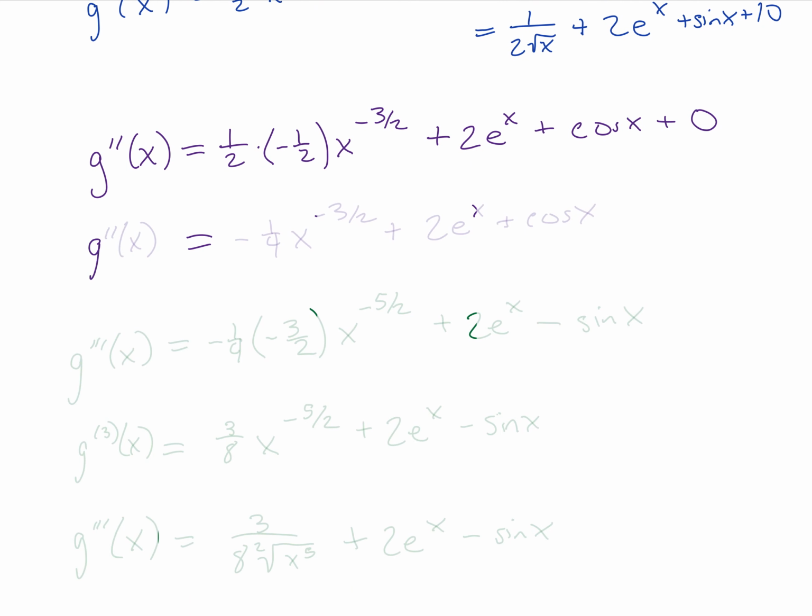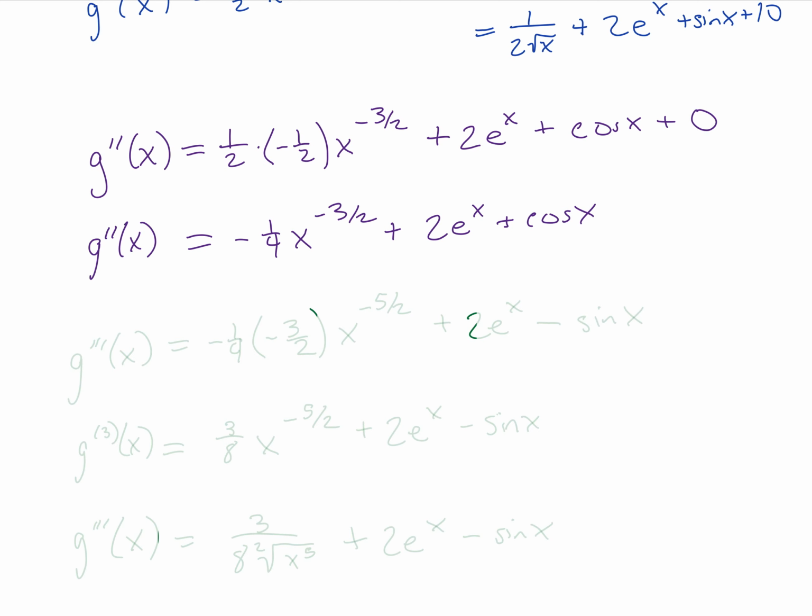So again, we can rewrite that if we wish. Let's simplify it. g double prime of x is equal to 1/2 times negative 1/2, that's negative 1/4 x to the negative 3/2 plus 2e to the x plus cosine of x.